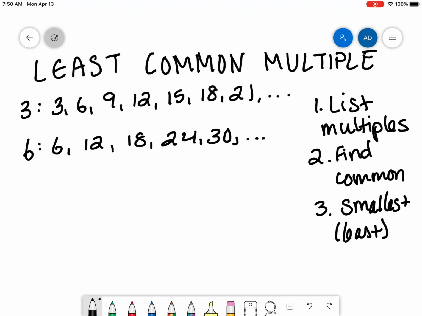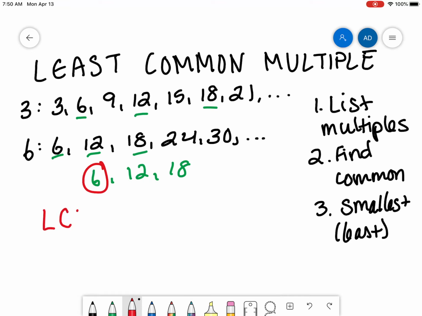Now I need to find the multiples that they have in common. Well, I see they both have a 6, they both have 12, they both have 18. So my common ones were 6, 12, and 18. Step 3, which of those was the smallest? 6 is the smallest of those numbers, so the least common multiple, or the LCM, between 3 and 6 is 6.